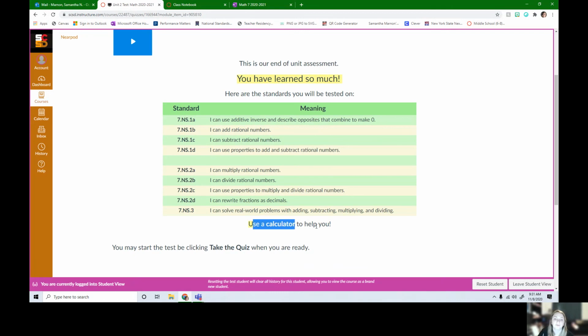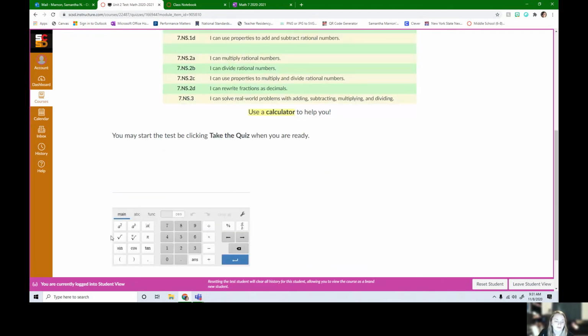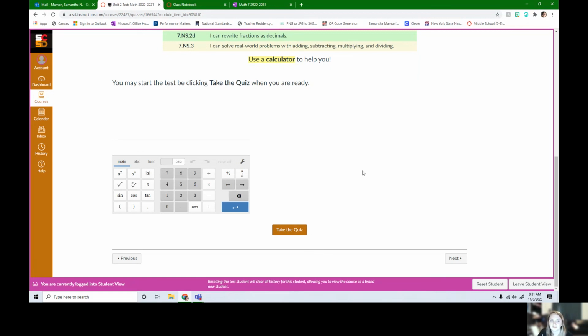Use a calculator to help you. Please, please, please use the calculator. There's one right here on screen. If you have questions about how to type something in the calculator, that's why you're going to be on the Teams meeting so you can get that help. When you're ready, you're going to click take the quiz and your test will begin.